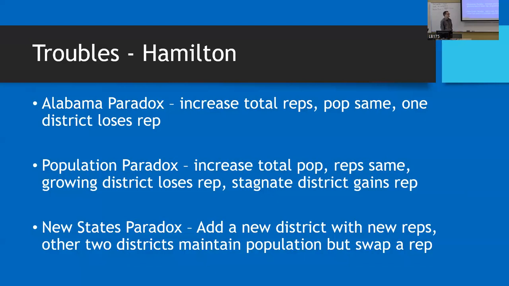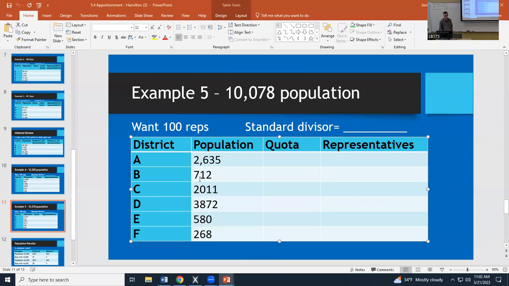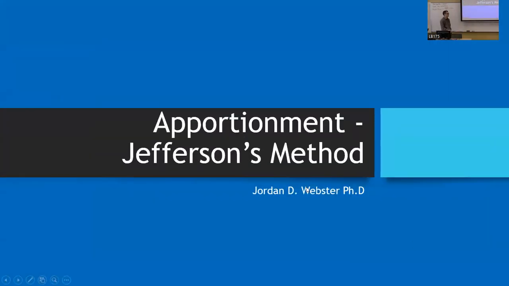So let's talk about an example in America. If Puerto Rico was to become a new state, and they came in, and all of a sudden Michigan lost a representative, but Ohio gained a representative, just because Puerto Rico came in. Does that make sense? So that would be like a new states paradox. 2 states or 2 districts swap representatives because a new state came in, right? Even though we added enough reps for the state. So that's Hamilton's system, named after Alexander Hamilton.